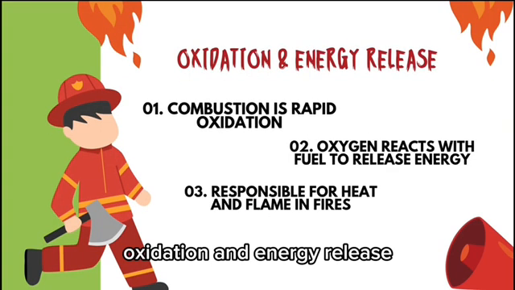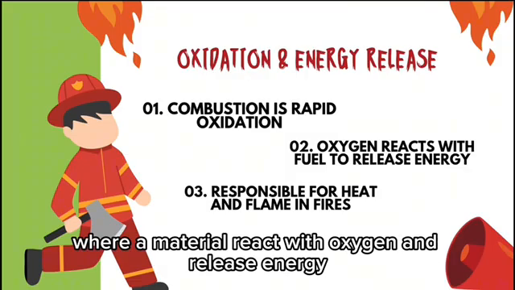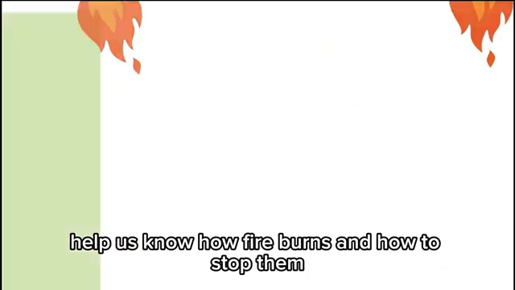Oxidation and energy release. Combustion is a fast form of oxidation, where a material reacts with oxygen and releases energy. This energy is what causes the heat and flame in the fire. Understanding oxidation helps us know how fire burns and how to stop it.